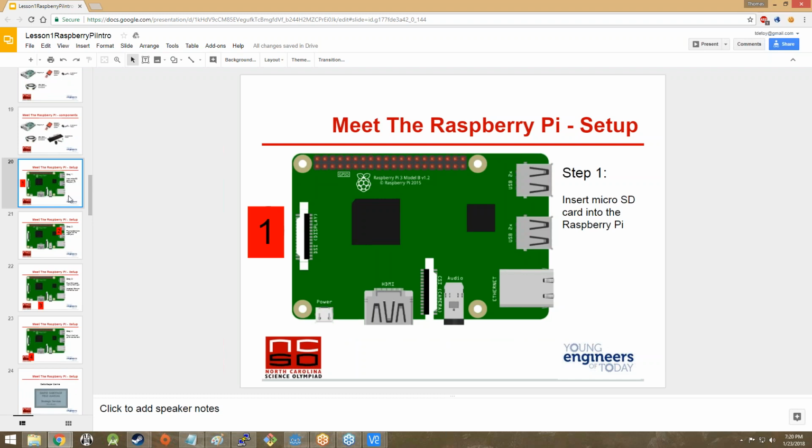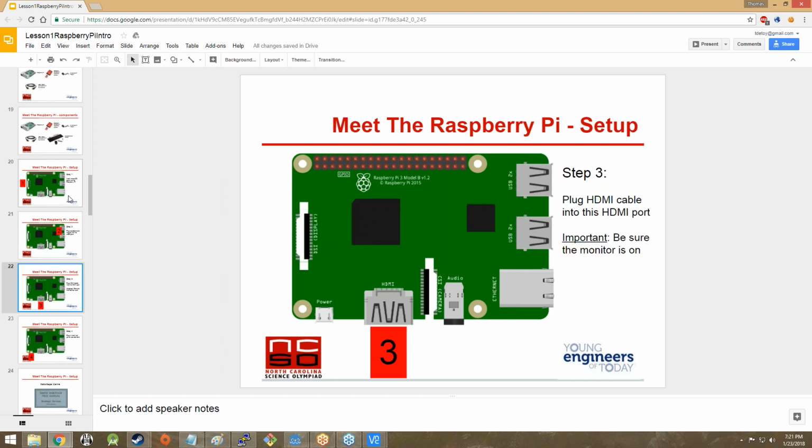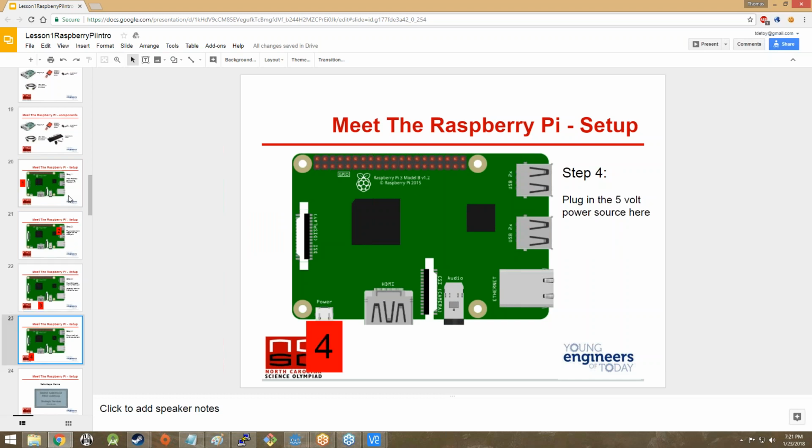It's important because Raspberry Pis, when you're first getting them started up and booted up, there's a very specific process that you need to do. You'll need to make sure that everything is plugged into the Raspberry Pi before you plug in power. You want to make sure that the SD card is in there. You want to make sure that the keyboard and mouse are plugged into the USB ports, and you want to make sure that the HDMI cable is plugged into the HDMI port and that the monitor is on before you plug in the power source.